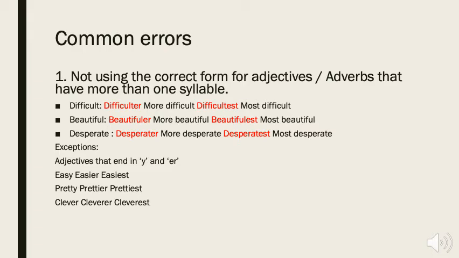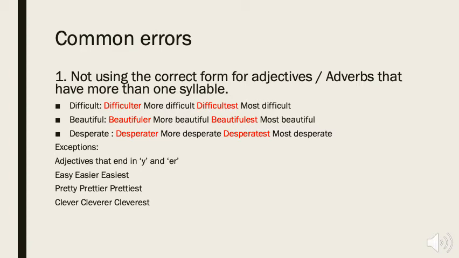There is an exception to this in the case of some words, especially those which end in the letters Y or ER, that is, words that end in the phoneme, the sound E or A. For example, easy. It ends with the letter Y. The sound there is E. So easy is easier and easiest in its comparative and superlative forms. Pretty. The letter Y is what it ends with. The sound is E. So pretty, prettier, prettiest. The word clever ends with the letters ER. The sound is A. So it becomes clever, cleverer, cleverest.